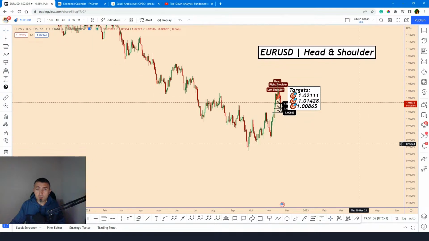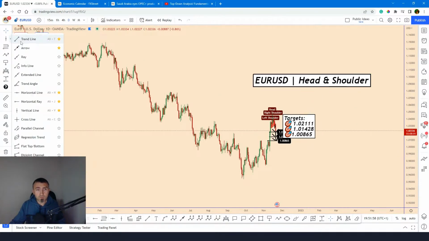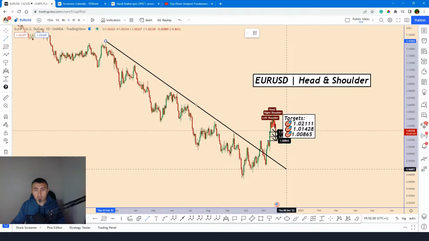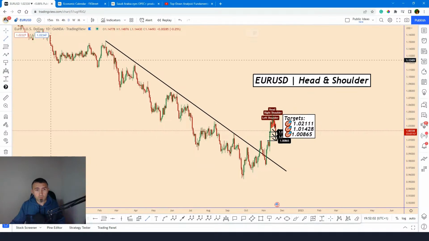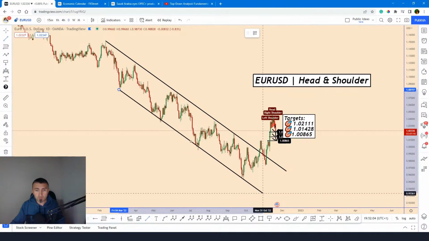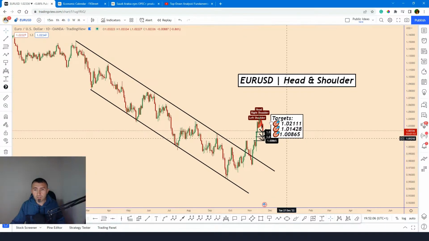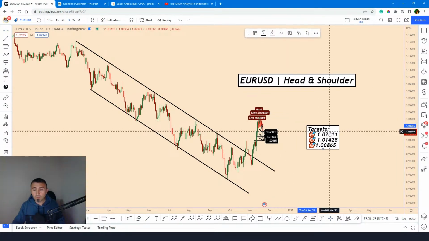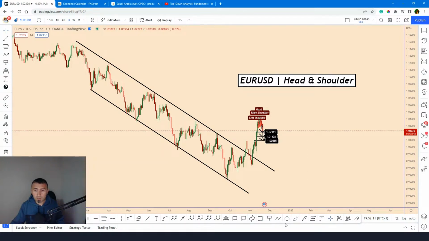We have already seen Euro USD during this period of time, with the price moving in this daily channel, let's say. And during the previous week, we were expecting the price to move a bit lower for correction.